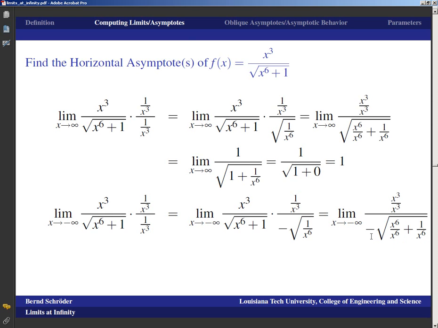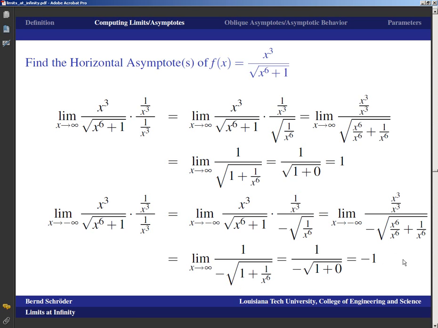But this time we've got that extra negative sign out front here, which means we get the limit as x goes to minus infinity. There should be a negative sign here. Limit as x goes to minus infinity, 1 over negative square root of 1 plus 1 over x to the 6th. And that ends up being 1 over negative square root of 1 plus 0. And that ends up being negative 1. Okay, remember, that should be a negative sign here. I apologize. So that means the computations give us different results.